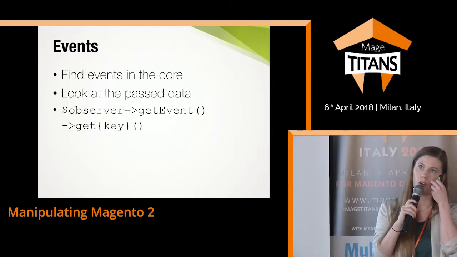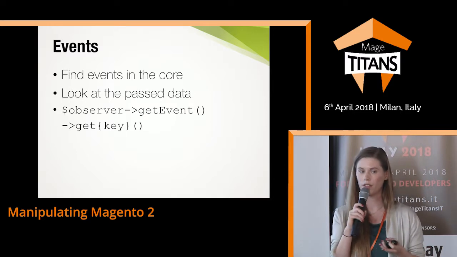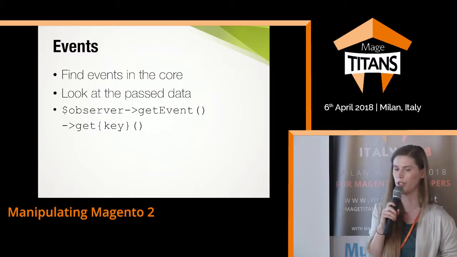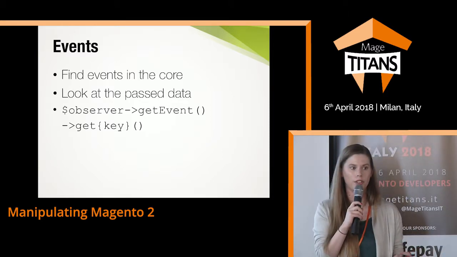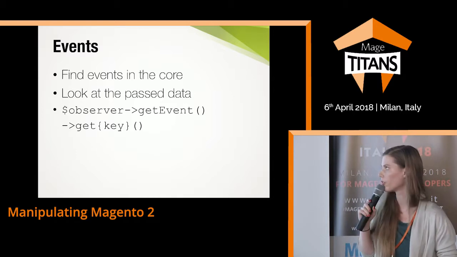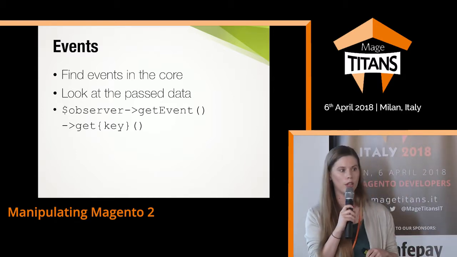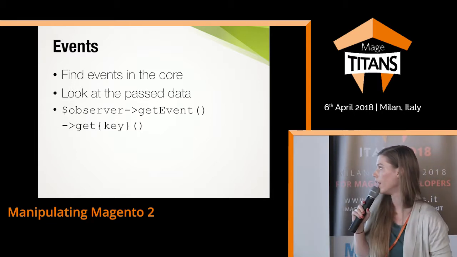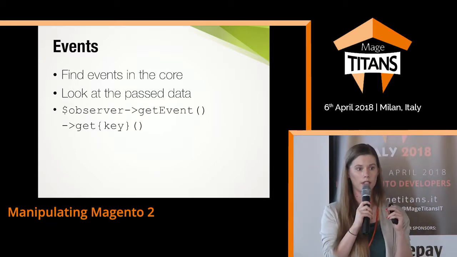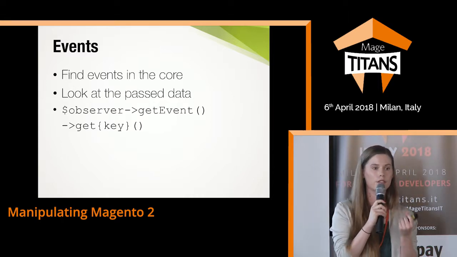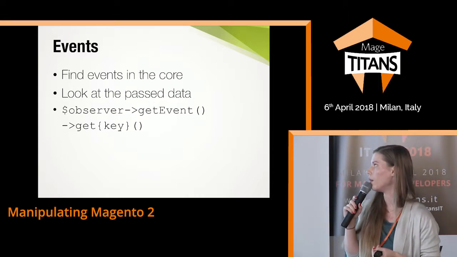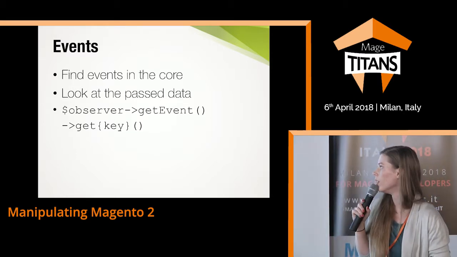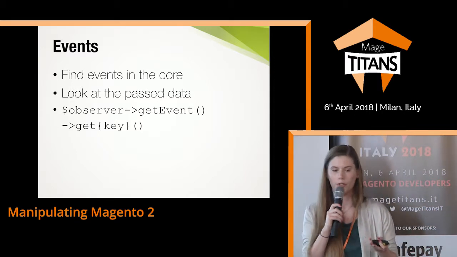Now, the drawback with events is you have to know the code. You have to know that there is an event triggered. If there's no event, you can't modify a piece of behavior by using observers. So you always have to go look in the code, see what happens, and see if there is any event I can use to my advantage. And the second thing is you have to look at the passed data, because maybe you want to have access to some data to do something, but it's not passed to the event, so then the event is useless to you. So it's very important to know what events there are.